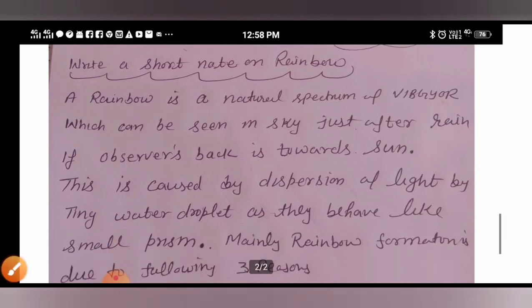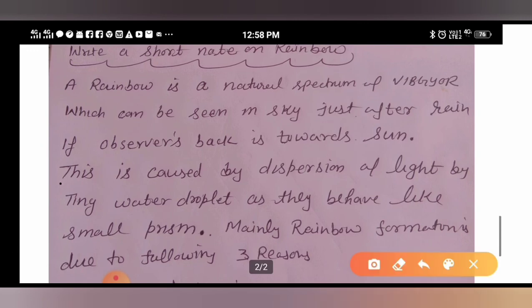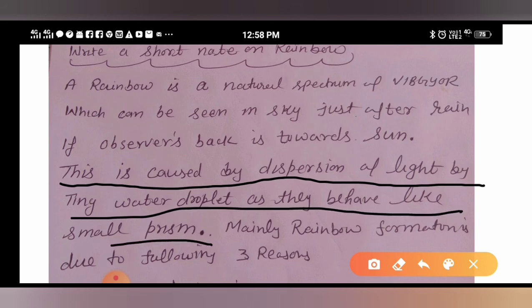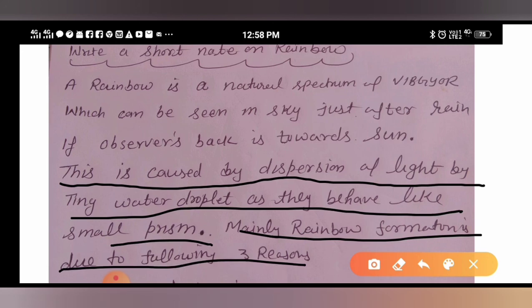Now what is the reason behind this rainbow formation? So students, behind this rainbow formation, the reason is dispersion of light, because after rain there will be left some tiny water droplets, छोटी छोटी water की droplets जो बचेंगी, they will behave like a small prism, और जब भी light small prism से pass करेगी, it will get split into 7 colors.